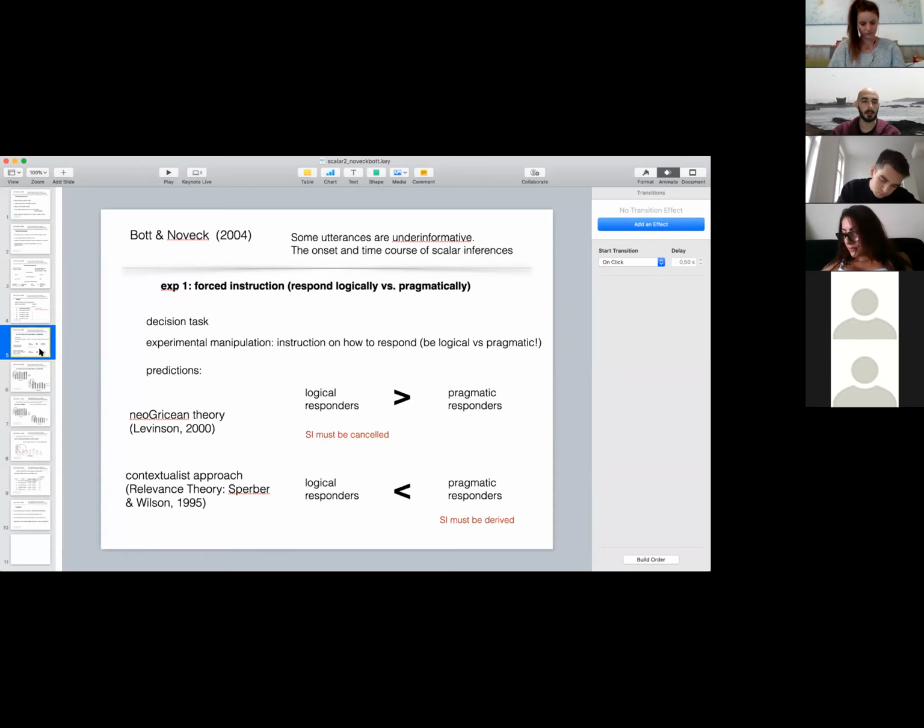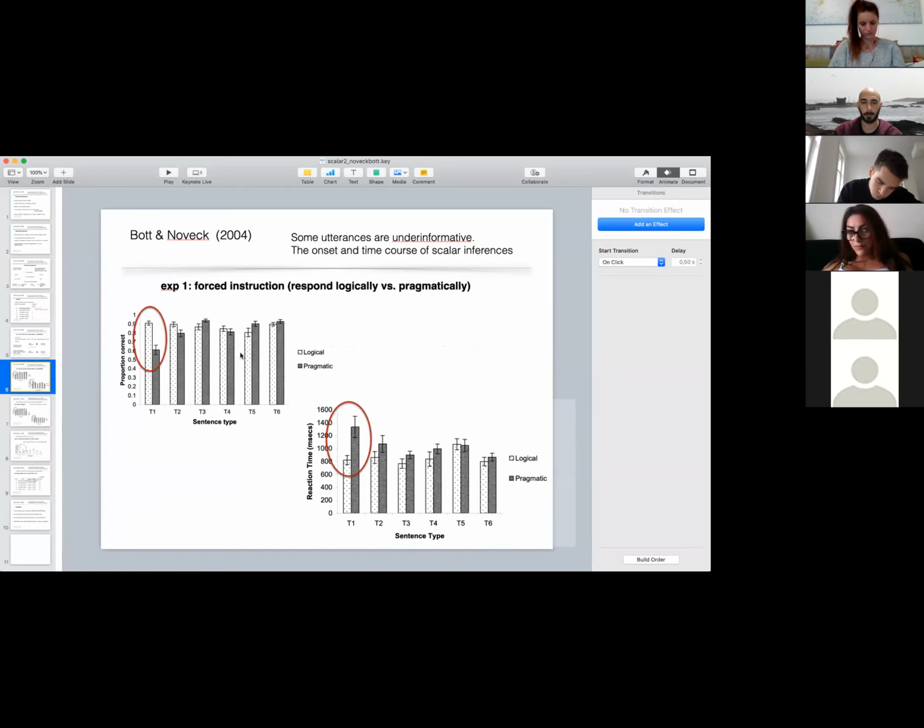And what they found is that the participants in the logic condition, those who were forced to answer logically, were more accurate and faster. Those who were forced to answer pragmatically in the critical condition of "some elephants are mammals" were making a lot more errors, and they had much, much longer response times, okay? The response time is measured from the time you finish reading the sentence to the time you press the button, okay?